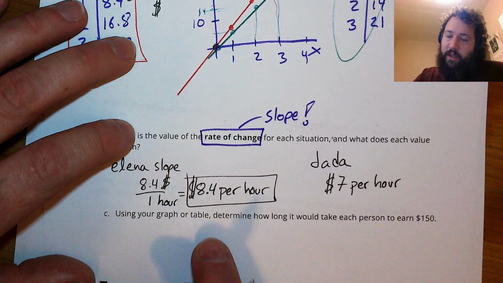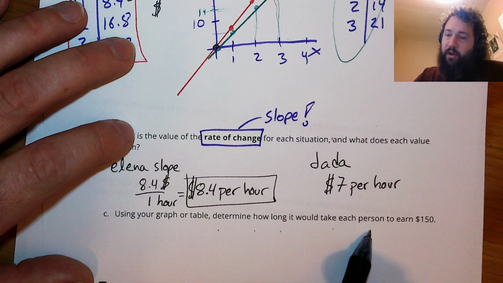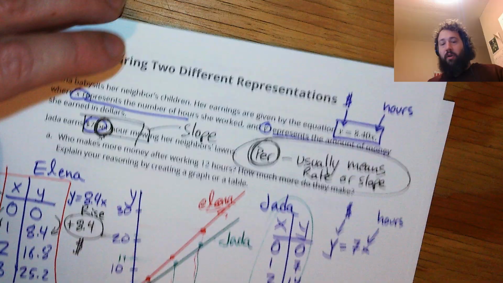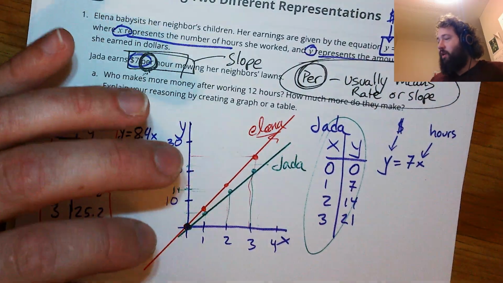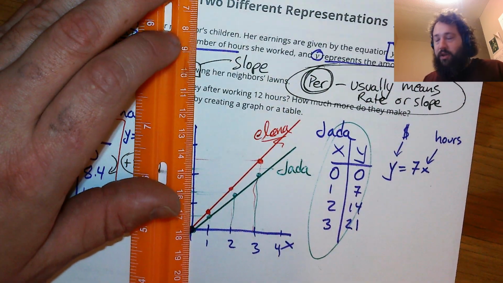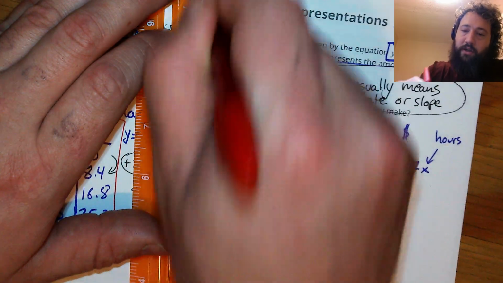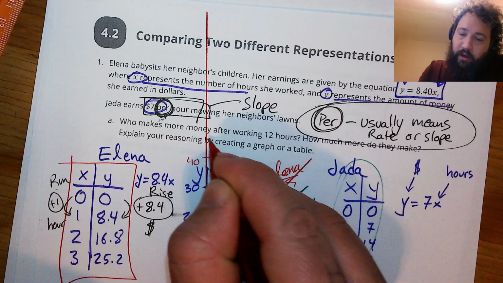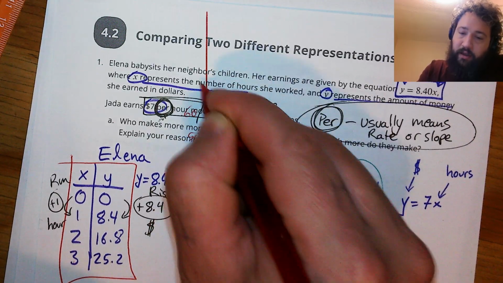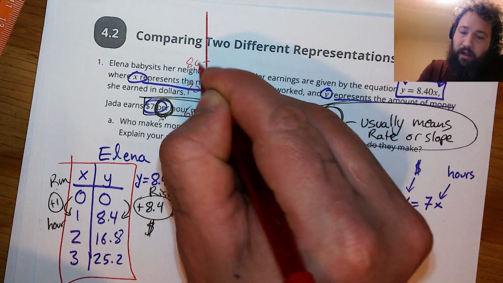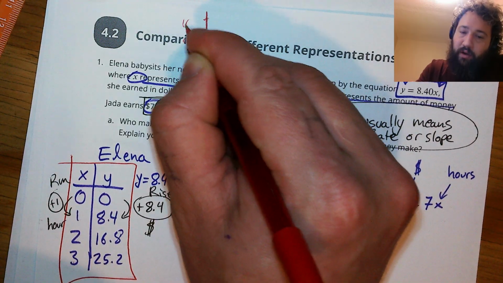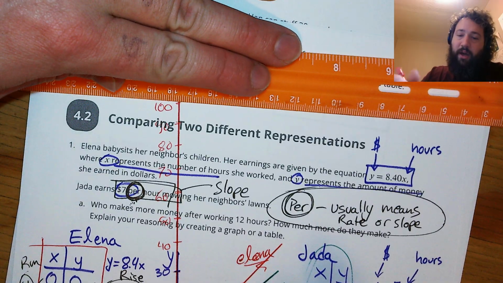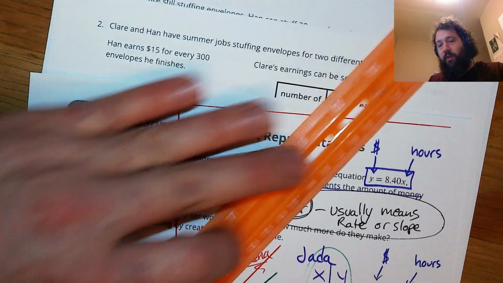All right, using your graph or table, determine how long it would take each person to earn $150. Well, that is not going to work for us. On my graph here, I would have to go up to 150, which seems like it's going to be off the chart. So let's go up here. If this is 20, 30, I would have 40, 50, 60, 70, 80, 90, 100. Well, when am I going to hit this 100? I've run out of page. When are these two lines going to hit that 100?